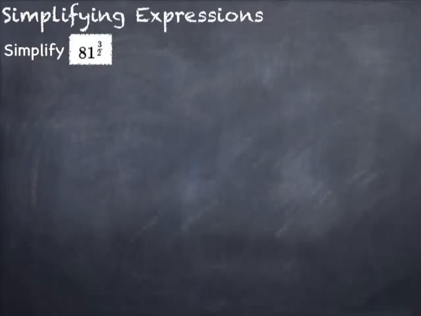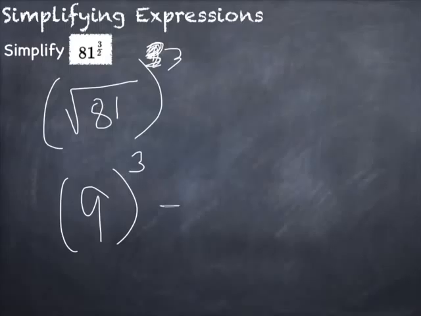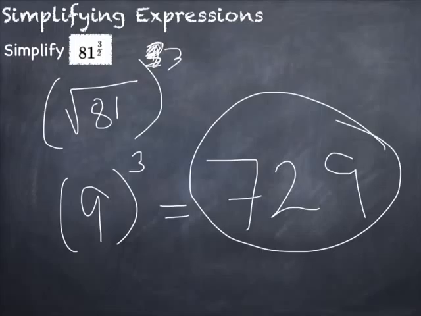Now, if I want to simplify an exponential expression like this, what I can do is break it up into parts. So what I can do first is take the square root of 81. Because if we rewrite this as a radical, we get the square root of 81 cubed. And we can either put the cube inside the radical, or we can put it outside the radical. The square root of 81 is 9. 9 cubed is 729. So 81 to the 3/2 power is 729.